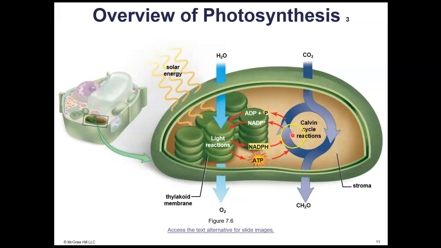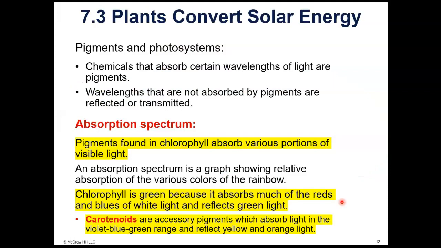So the NADPH and the ATP are used by the Calvin cycle reactions, which take place in the stroma of the chloroplast, and they convert carbon dioxide into CH2O, which is just a representation of the formula for a glucose or a carbohydrate. So carbon dioxide is converted into a carbohydrate, or food for the plant.